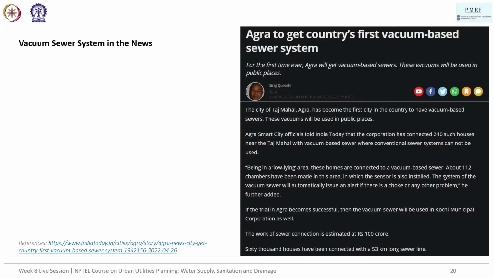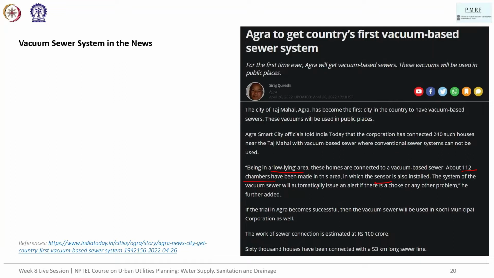In case of India, recently around April, there was news that Agra is planning to install their first vacuum-based sewer system. It's actually for a small collection of units that are in a low-lying area. There was difficulty going for a huge network system, where the topography made it tricky to install a conventional storage network. About 112 chambers have been made, all in a low-lying area. They also have the sensor that we just saw.